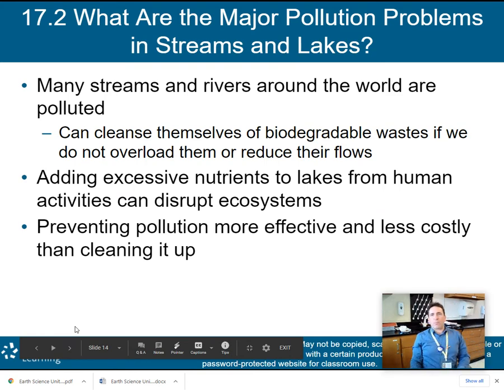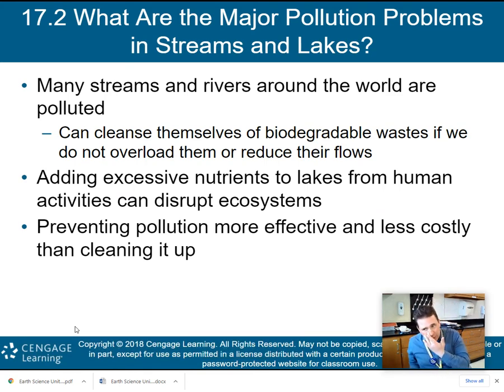All right, so what are the major pollution problems in streams and lakes? First, we'll talk about streams, then we'll go into lakes. Many streams and rivers around the world are polluted. However, streams and rivers can cleanse themselves of biodegradable waste if we do not overload them or reduce their flows. This is some of the ecological services that streams and rivers provide. They can actually clean themselves, but we can't overload them with pollutants, and obviously we can't reduce their flows, because if we reduce their flows, they turn into more like lakes, and we'll talk about in a second how lakes have a hard time cleansing themselves.